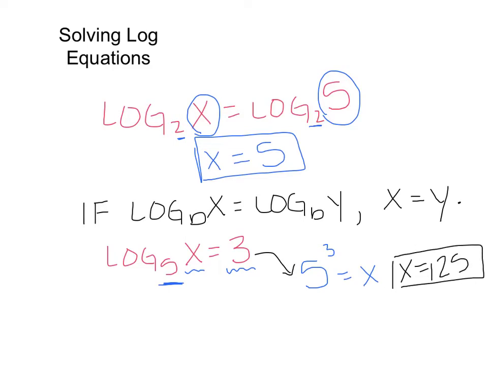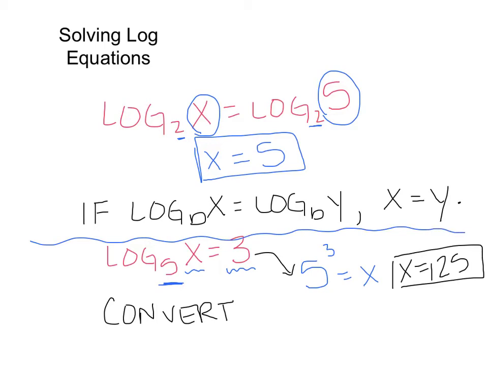So that's our second type of log problem. We have the single log problems, like this one, where we need to convert to exponential form, and then we can solve it. So, two types. We're going to be looking for converting when we have a single log, and when we have a log equals log, we set our arguments equal to each other. So let's look at some examples.